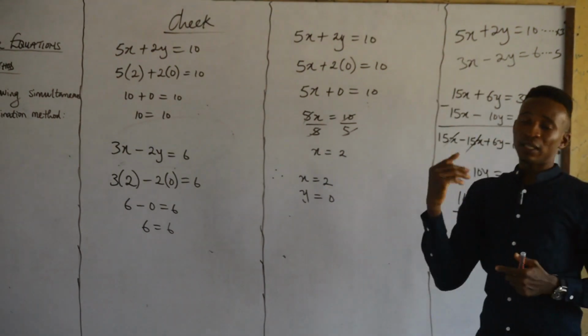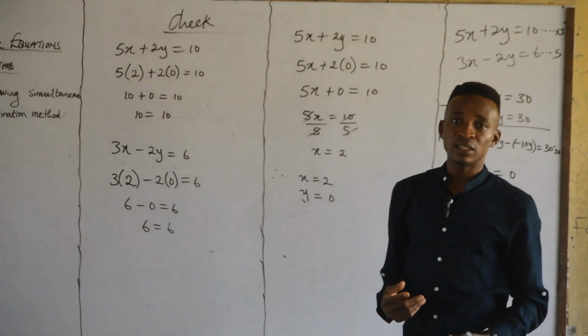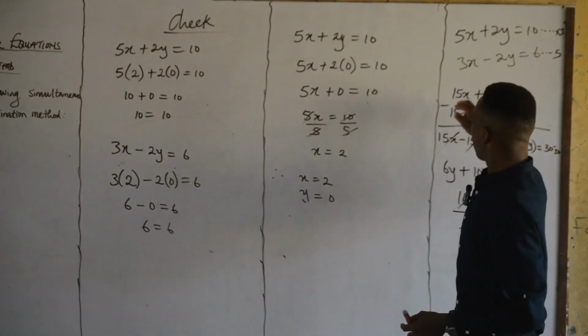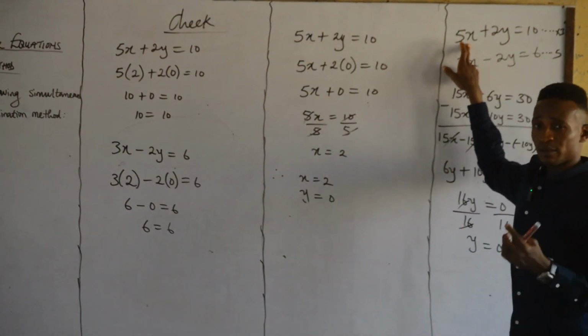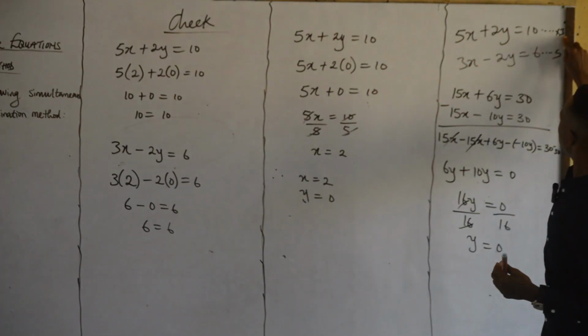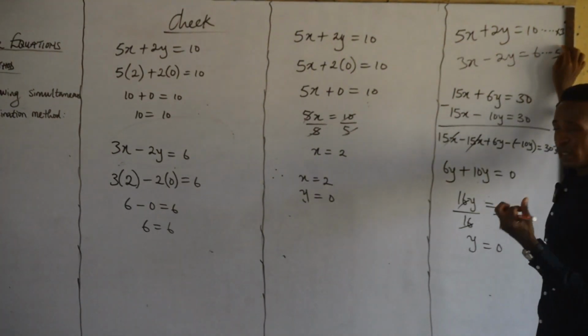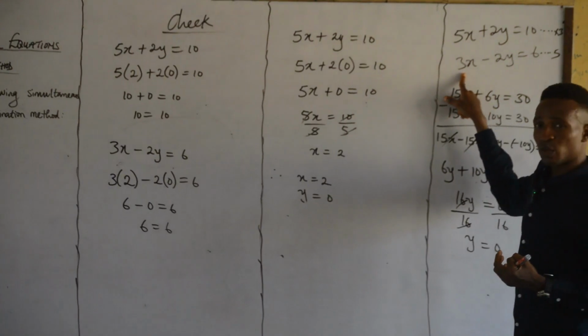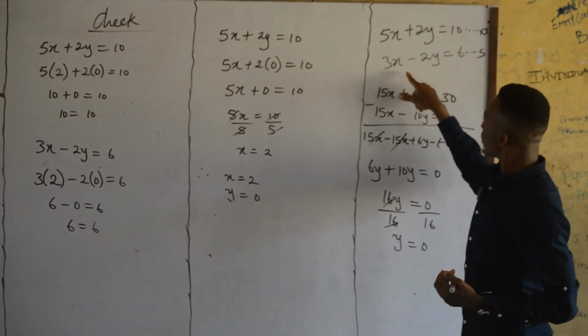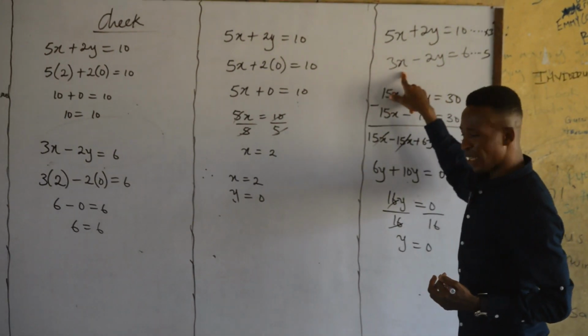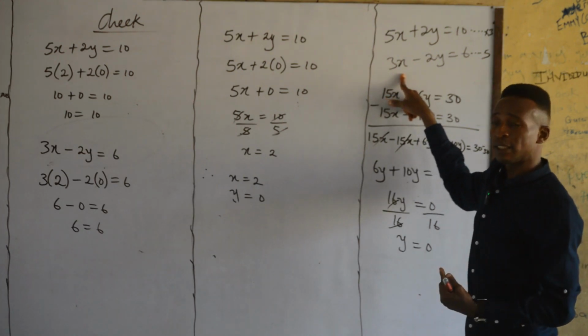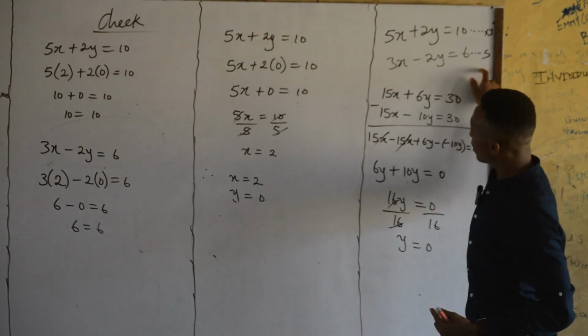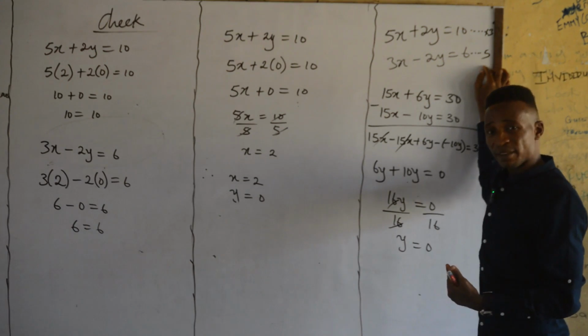Now, when you have 5 and 3, the LCM of 5 and 3 is 15. What will you multiply by 5 to get 15? I said it was 3. So, I multiplied everything in equation 1 by 3. Now, for the second one, when you have 3x, what will I multiply by this 3 to get my LCM of 15? The answer is 5. That means everything in equation 2 will be multiplied by 5.